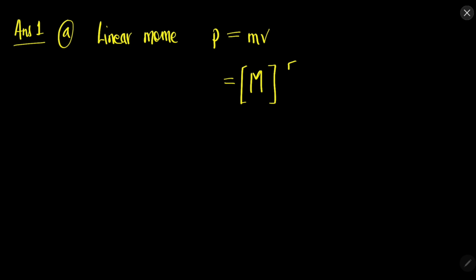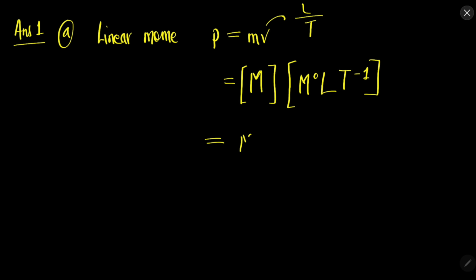Then velocity. Velocity has dimensions of meter per second, that is length and time. So we will have M⁰, there will not be any mass dimension, then L, and T⁻¹ because this is 1 over T. Okay, so ultimately the dimensions of momentum will be M L T⁻¹.